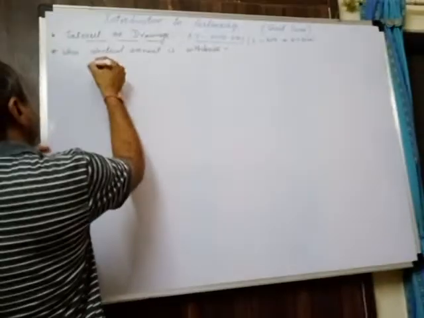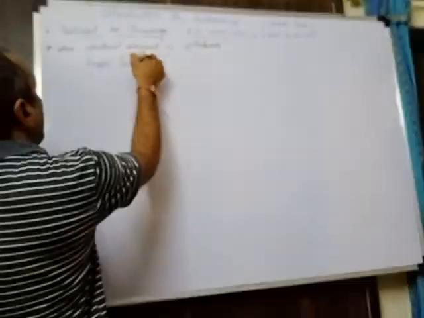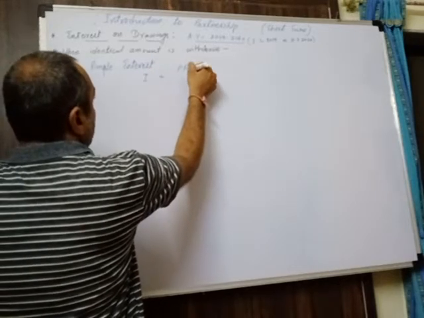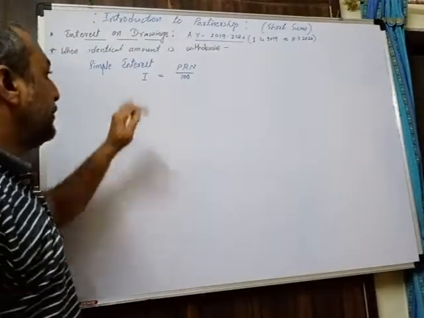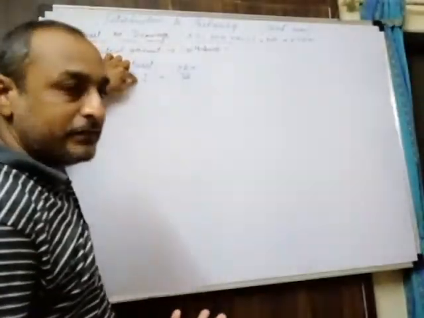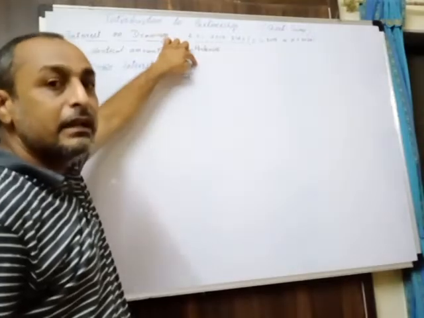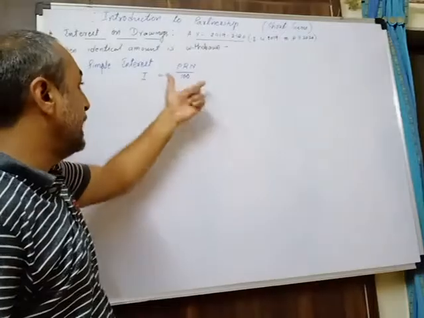When you calculate simple interest, I is equal to, we used to write this thing, PRN upon 100. This is your simple interest formula, where I means interest, P means principal amount, R means rate of interest, and N means the period, number of years or number of months, whatever it may be. So that is the basic concept.